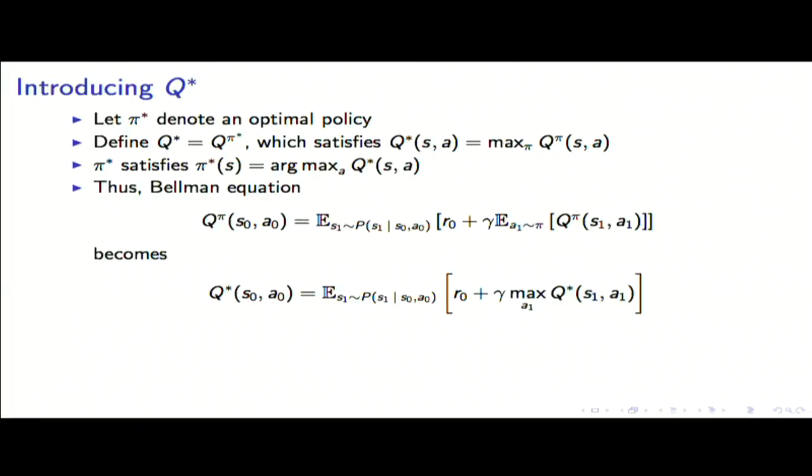If we look at our Bellman equation for Q pi, and ask what this Bellman equation should look like if we have the optimal policy, well, this expectation over actions turns into a max over actions. So this is what the Bellman equation looks like for the optimal Q function.